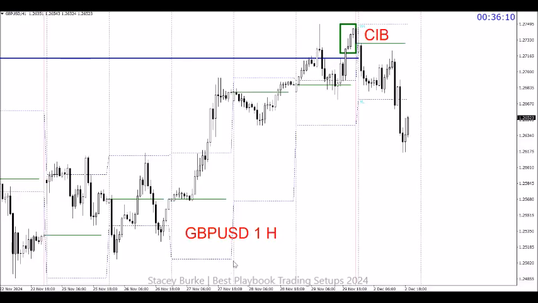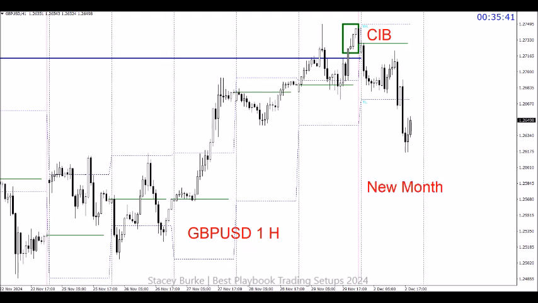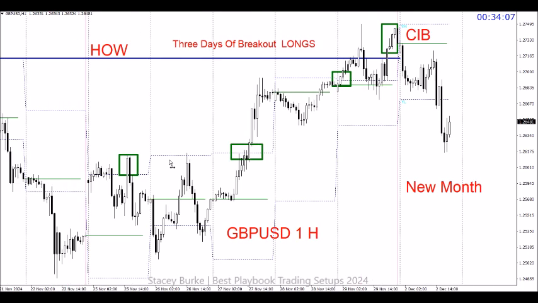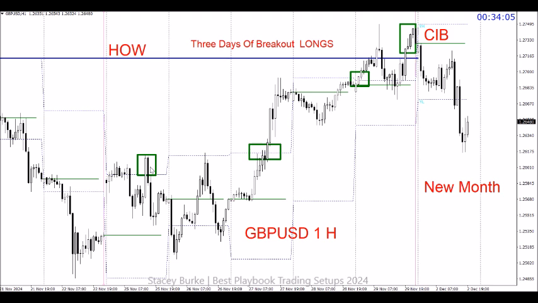We're looking at the British pound 1-hour chart. It closed in breakout on Friday, the last trading day of the month. Monday was the first day in the new month, first trading day in the new month. We had 3 days of breakout longs triggered in the market. Monday broke out of Friday's high of day. Wednesday broke out of Tuesday's high of day. And Friday broke out of Thursday's high of day. And Thursday was also an inside day.